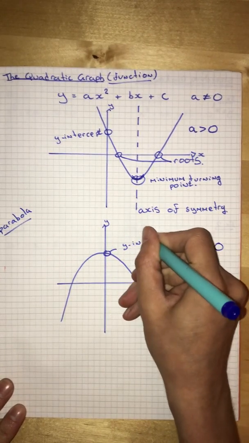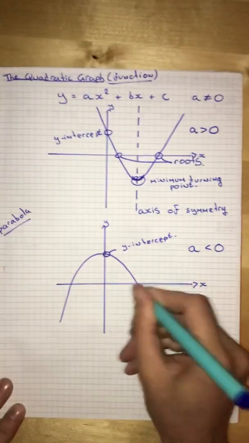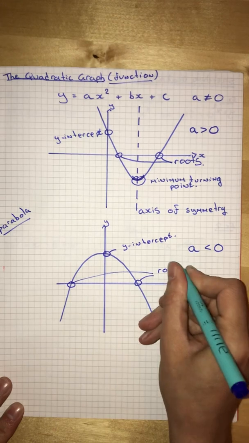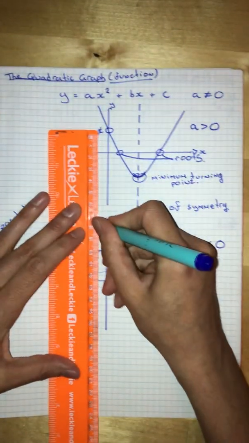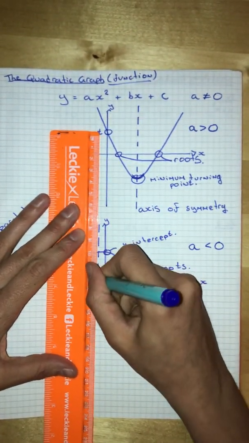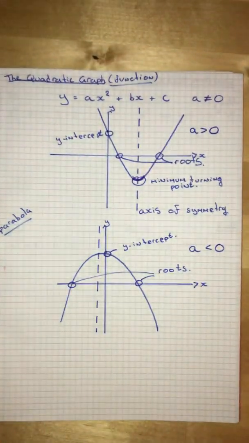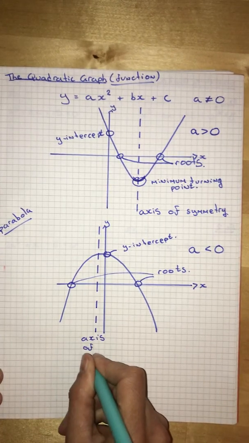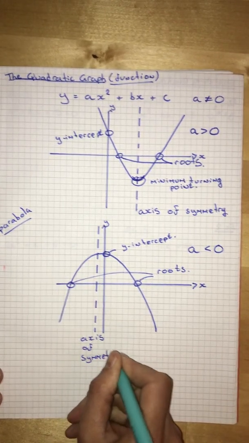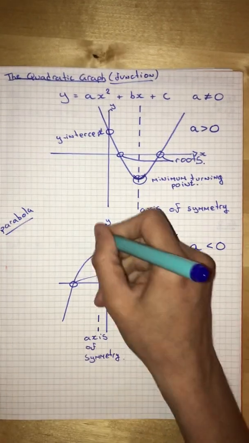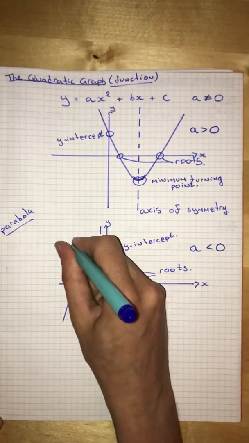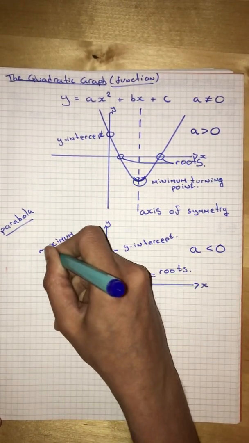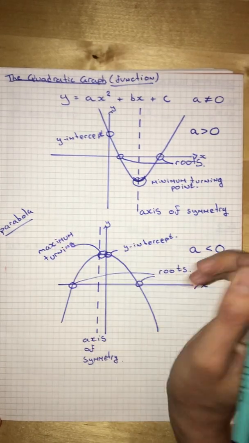y-intercept, roots, axis of symmetry. It's not a very good one because I've not drawn it very well. And then the last bit, maximum turning point.